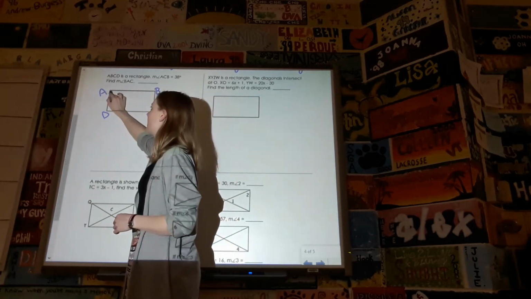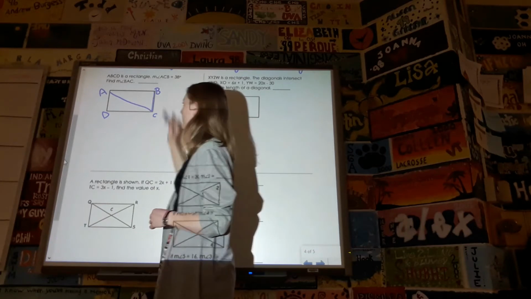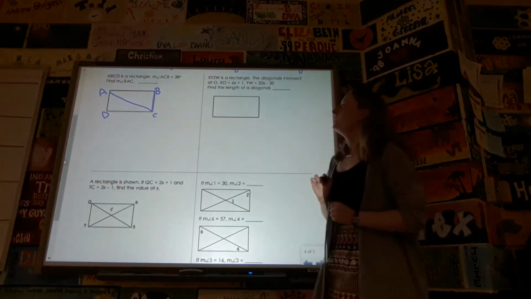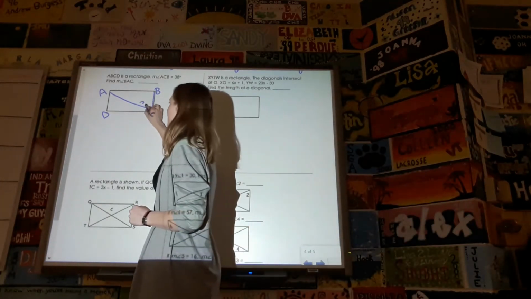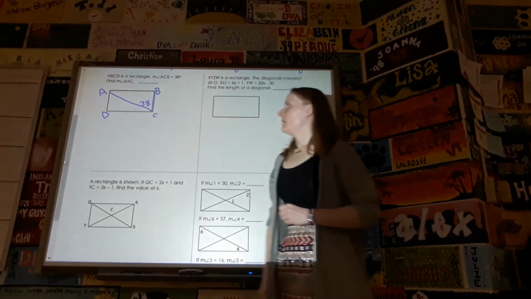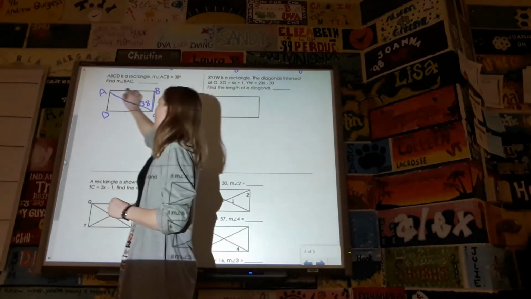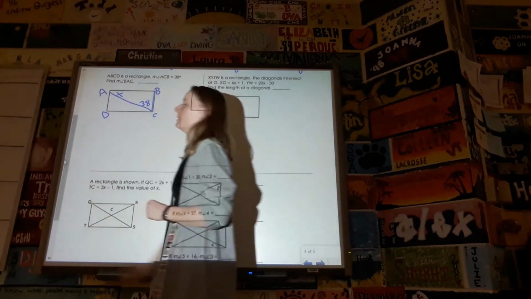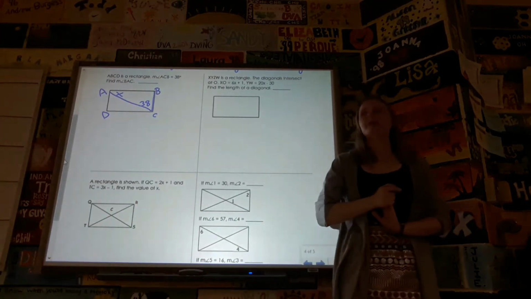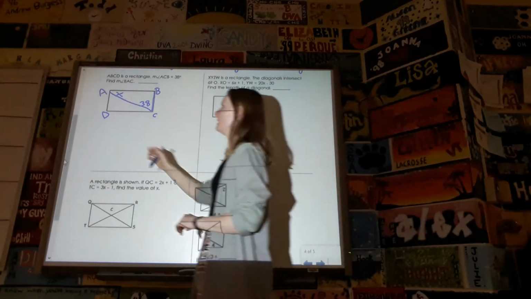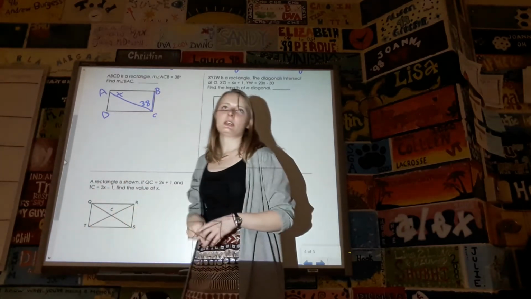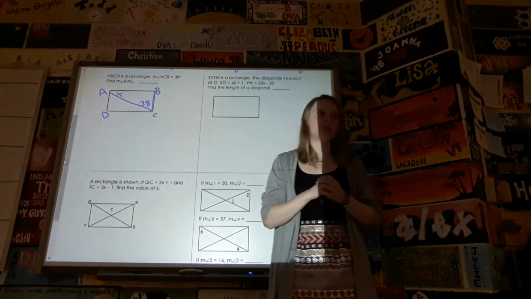ACB. So in order to create angle ACB, I'm going to have to do this. I like to highlight what I'm looking at. This angle right here is 38, and I want to find the measure of BAC, which is right here. So in order to get the angle they were describing, ACB, I had to draw a diagonal. Sometimes you will have to add a diagonal to get the angle. Just be aware of that.